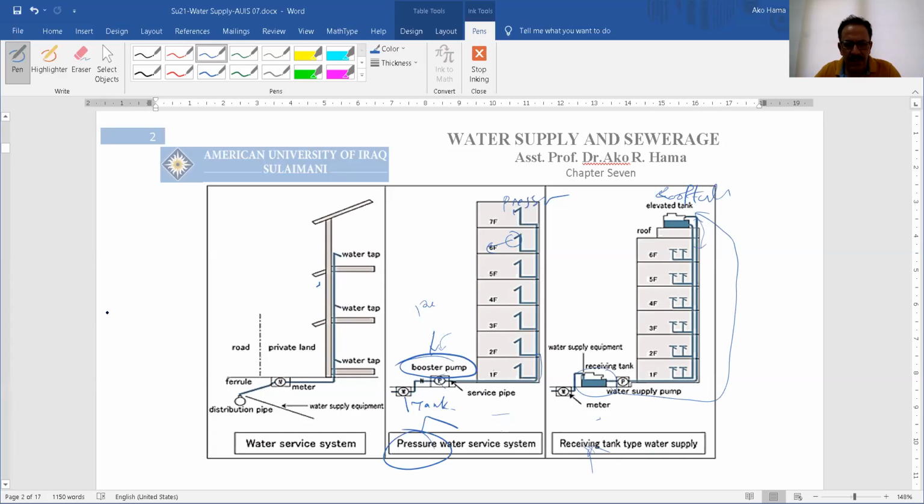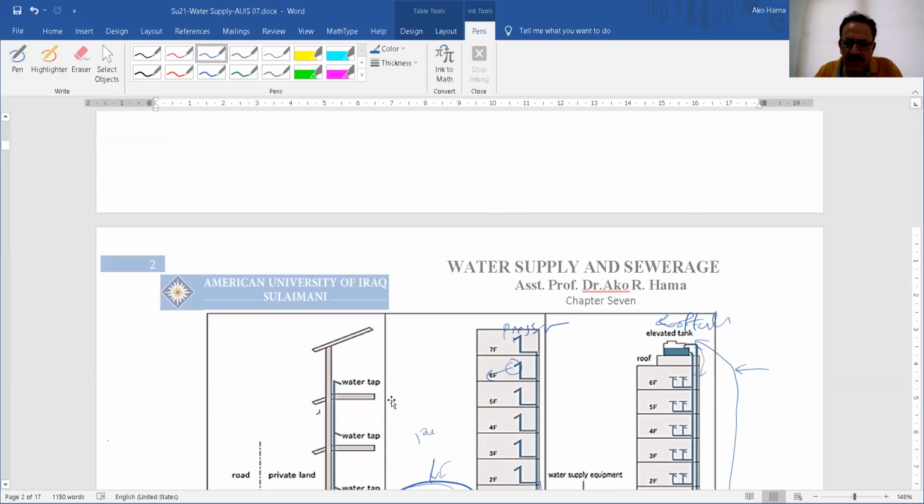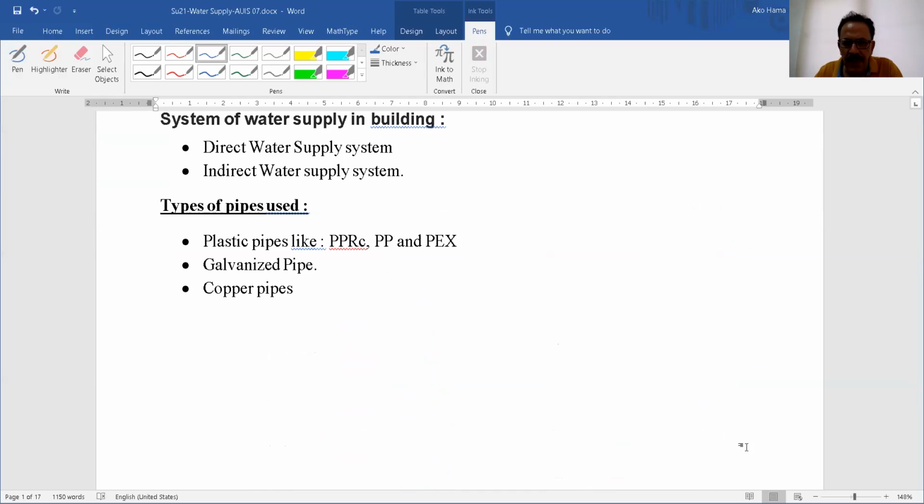Now, in most of the houses we have this kind of type, which is the old one, and for the apartments we have this kind, the pressure surface water system. Okay.